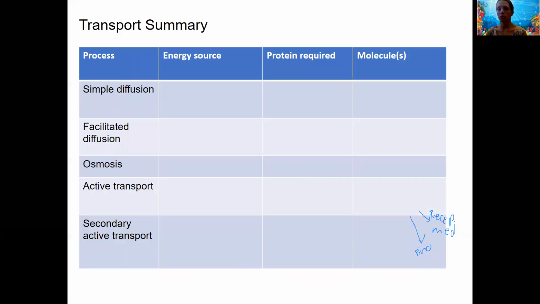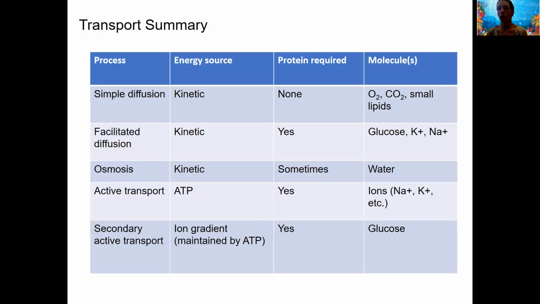So for this, what I want you to do is fill this table out. What is the energy source, if any, for each of these? Is a protein required? And what molecules are transported via this mechanism? So pause to do this. Okay, so if you didn't put kinetic, that's fine. Kinetic energy means it's just within the system, right? There's no external energy required. If you had put spontaneous for that, that would be fine. Spontaneous, spontaneous, spontaneous.